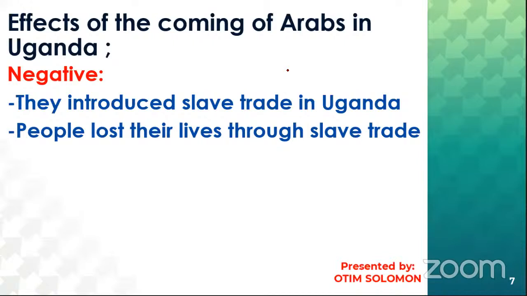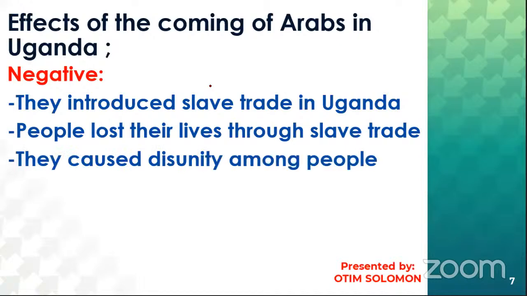So in that, people lost lives, and it also brought about disunity among the people. Imagine if you come to my home and you pick my elder son or my daughter and you sell them, I will not be in a good relationship with you. Tribes raided, and that's now the next topic, how were these slaves got?